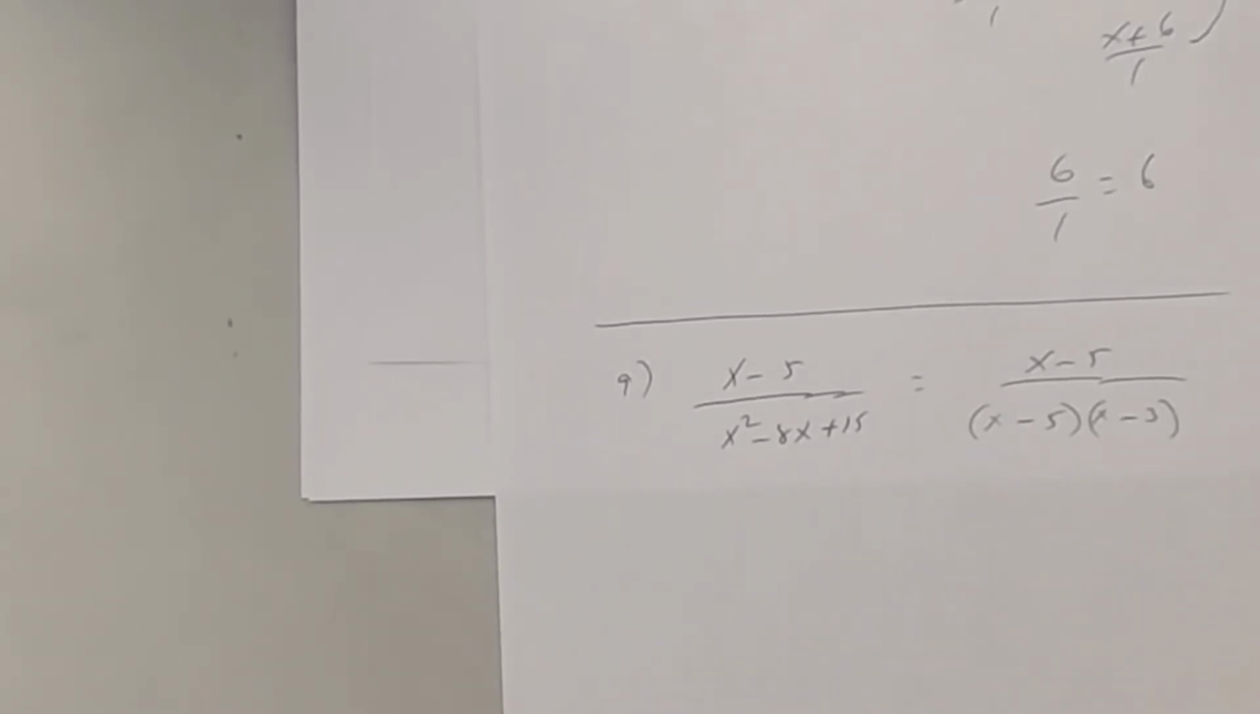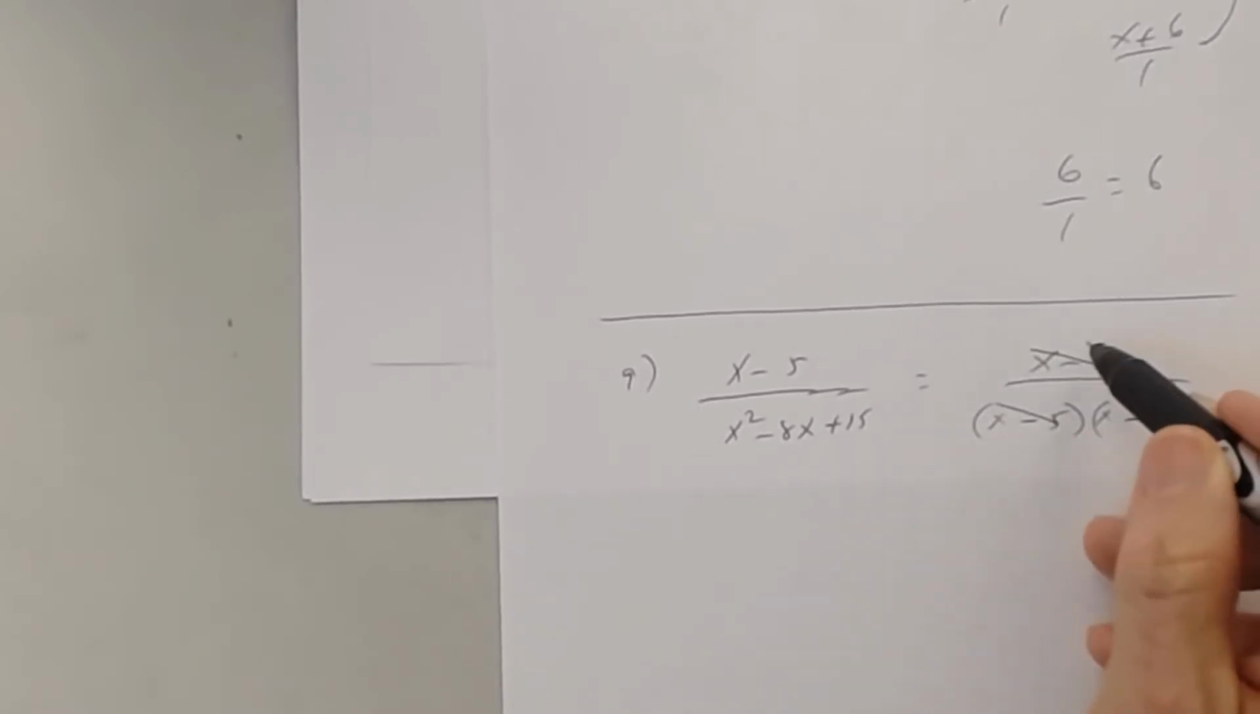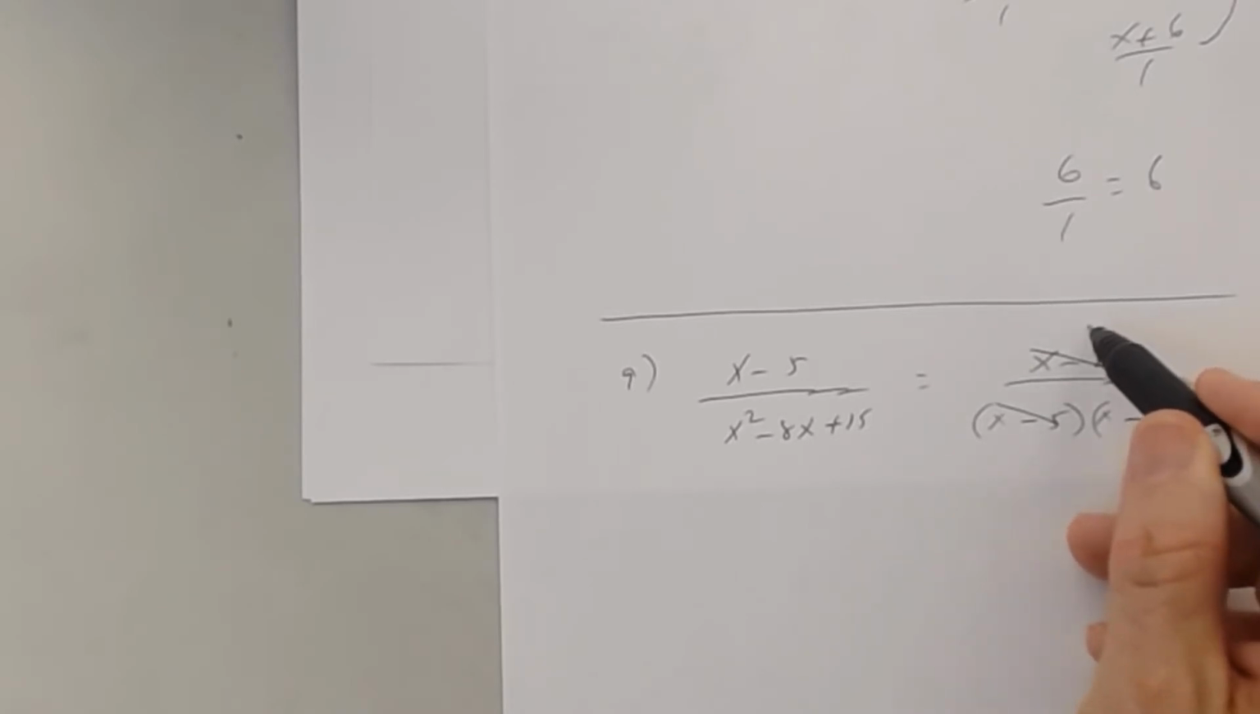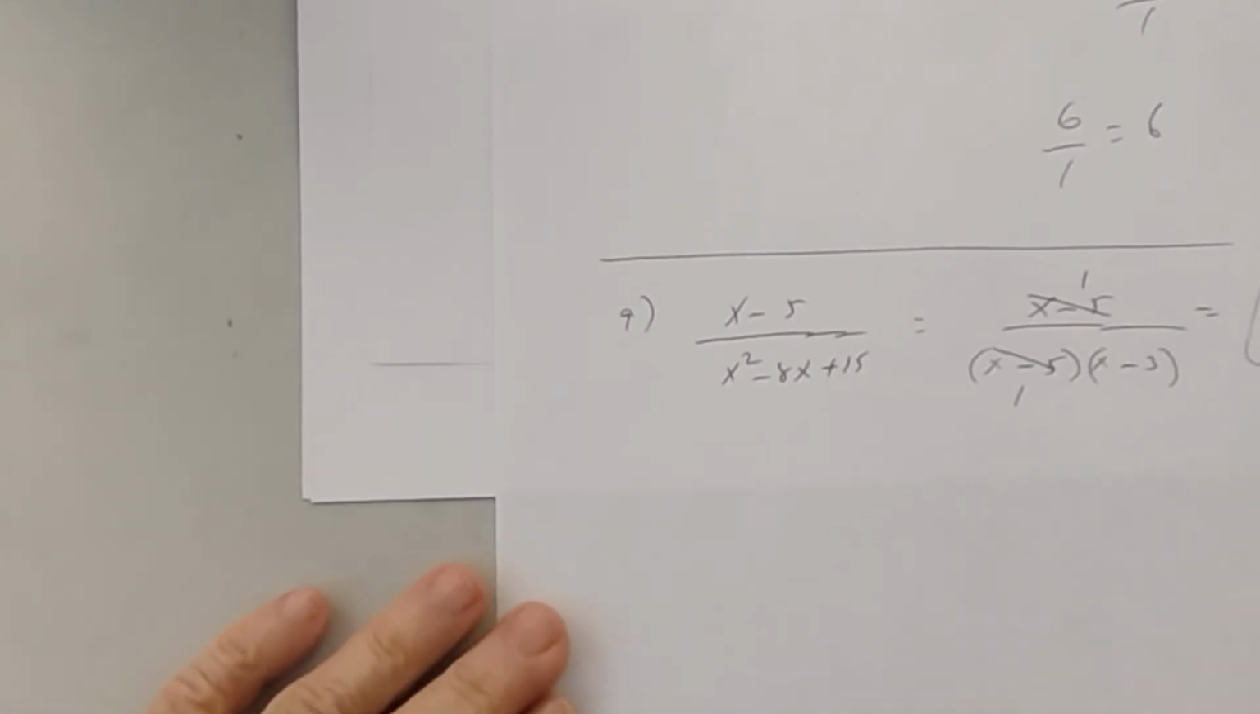Now, once I factor, what's the next step? Reduce. Can I reduce anything? What factors can I reduce? All right, so x minus 5, and when I reduce them, they become what? 1. So what's the answer? 1 over x minus 3. Okay, so that's number 9.